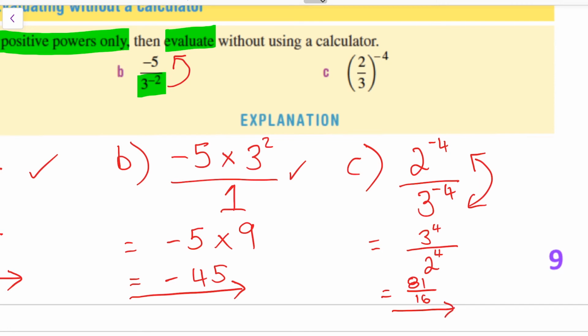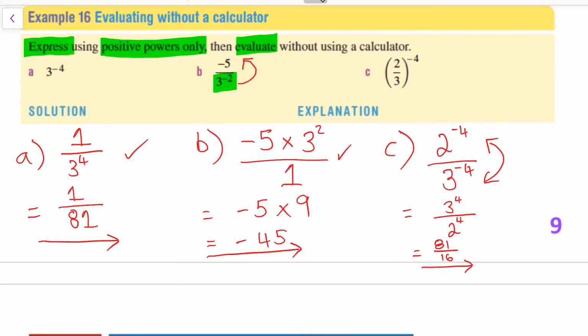Be really careful when you're dealing with negative numbers or negative indices. Know the difference between the two. I would highly recommend that you write each step down in this scenario to avoid making those silly mistakes in a test situation. Remember, each of these questions were probably worth 2 marks each because they asked us to first express it in a positive power, then evaluate.